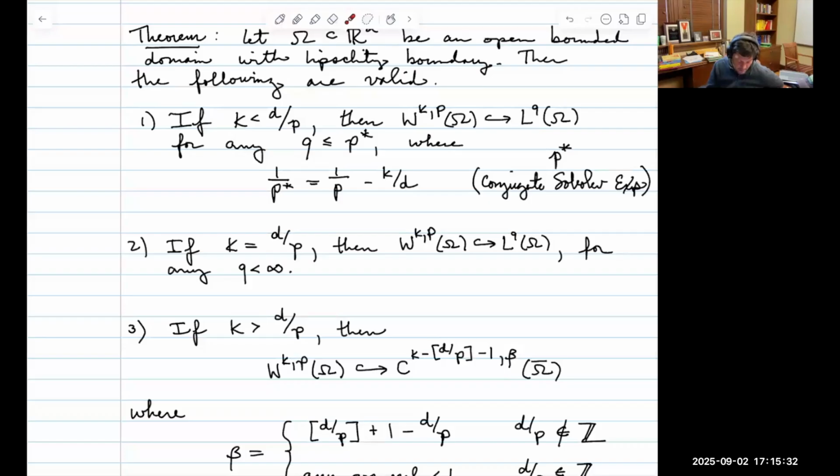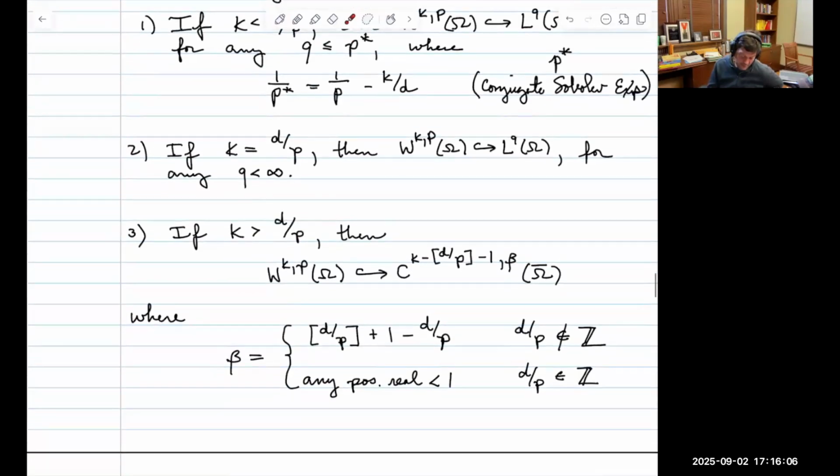This is what we call the critical case. If k is exactly equal to d over p, or in other words, k times p is equal to d, then W^{k,p} is continuously embedded in L^q for any q, no matter how large it is. Okay, so this says that these functions are actually going to be Lebesgue L^q functions of any order that we like. So those are functions that we know and understand.